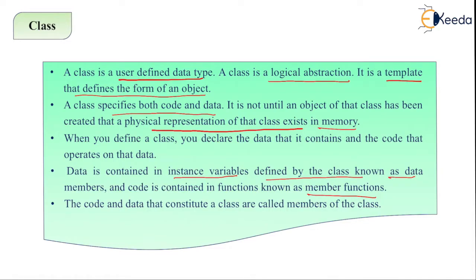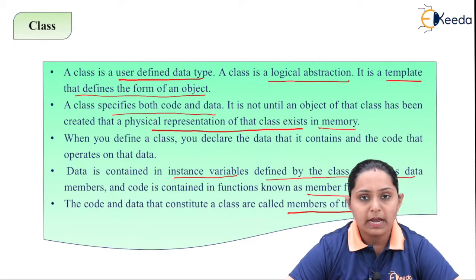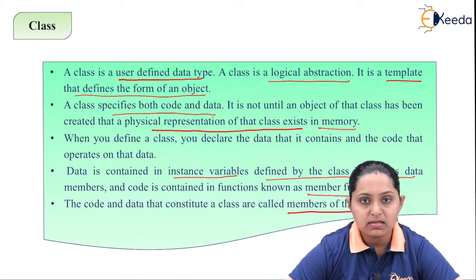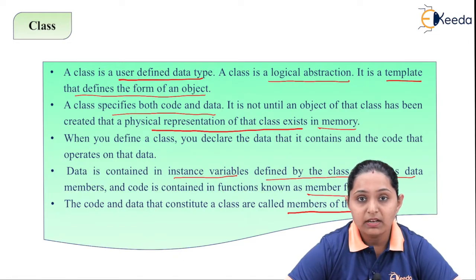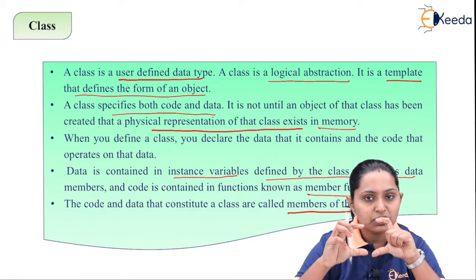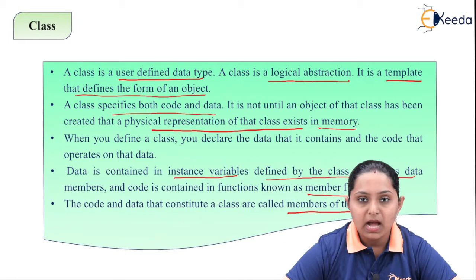Next, the code and data that make up a class are called the members of a class. That means whatever data, whatever code you are writing inside the class, those are the members of a class. So guys, can you say that with the help of a class we are inheriting the feature which is encapsulation? That means we are performing encapsulation with the help of data and member functions.